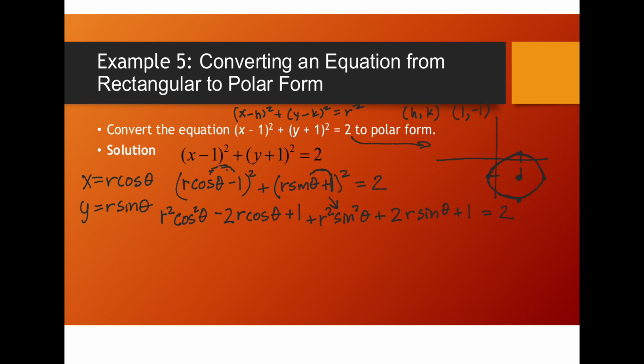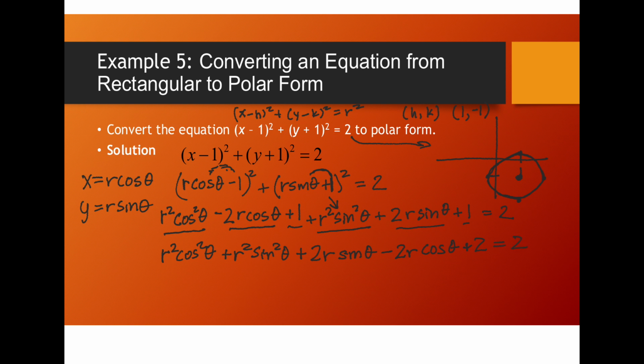So first off, I'm going to group my cosine squared and sine squared. I'm just going to rearrange things a little bit here. So first I'm going to put r squared cosine squared theta, and then plus r squared sine squared theta. And then I'm going to get the cosines and the sines to the first power by themselves. So I'm going to put the plus 2r sine theta first, and then write minus 2r cosine theta. And then we had two plus 1s, so we're going to combine those and put plus 2. And then we have this equal to 2.